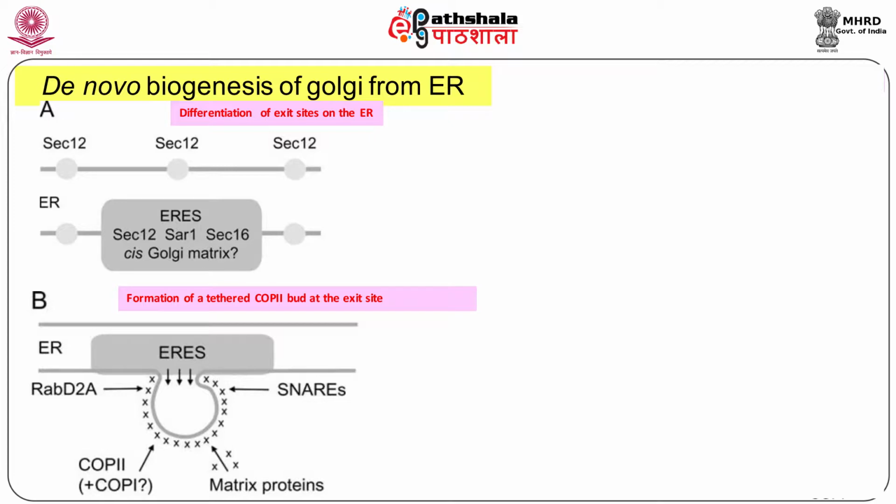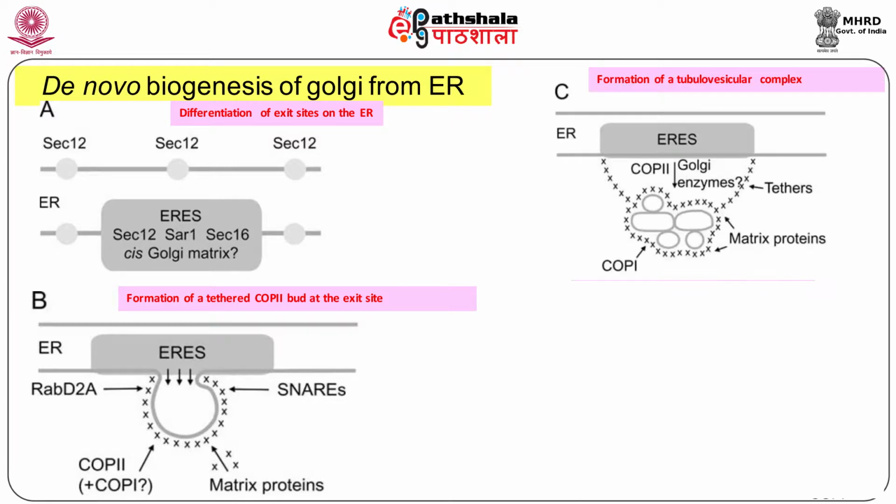The buds grow to form a tubular vesicular complex. This can be observed in stage C. The complex contains COP1 buds, vesicles and SNAREs and is surrounded by a matrix.